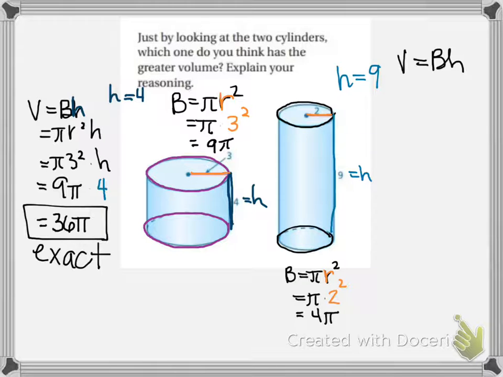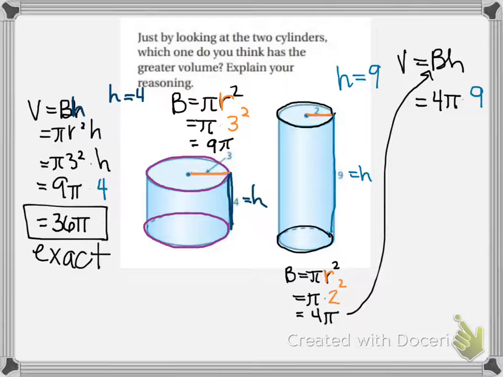pi. That can come up here where our B is. So this number goes right in there. So put your equal sign. The volume's still on the left. We don't know what the volume is, but it's 4 pi. And do you remember what the height is? The height is 9.